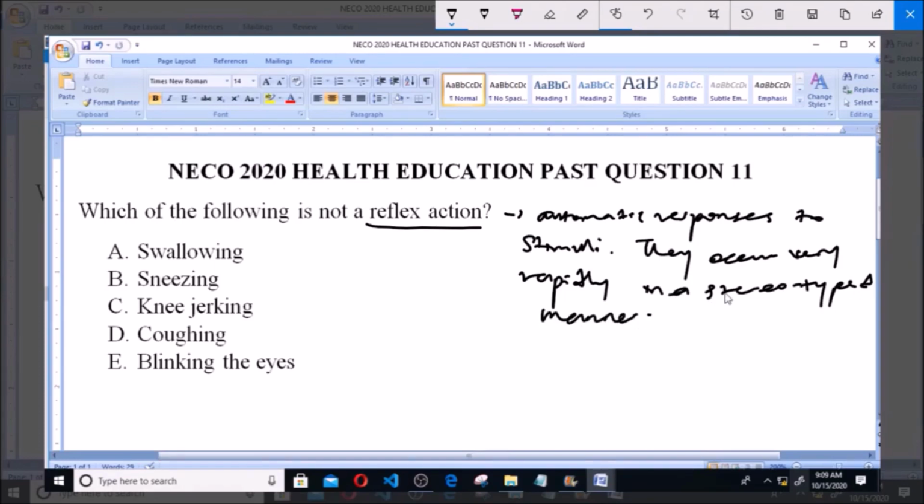Now, this simply means that the response to the given stimuli is always the same. So when I say they occur very rapidly in a stereotyped manner, this simply means that the response to this stimuli is always the same. Now, they do not involve the conscious or higher centers of the brain. Like I said, they are involuntary. The reflex actions are involuntary, so they do not require one's consciousness.